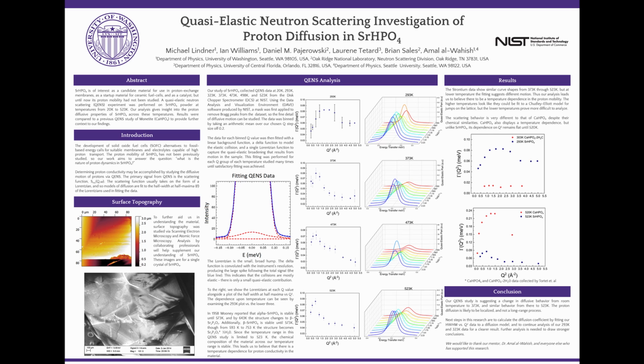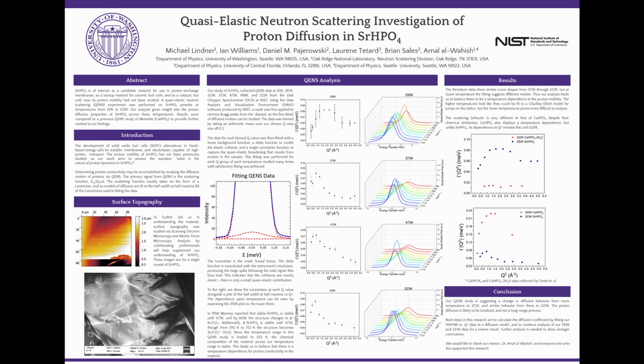QENS experiments involve a beam of neutrons that are scattered off the nuclei of a bulk sample and into detectors, from which properties about the change in momentum can be used to deduce the diffusive motions. Proton diffusion gives a particularly strong signal, and thus strontium hydrogen phosphate is well suited for this experiment.